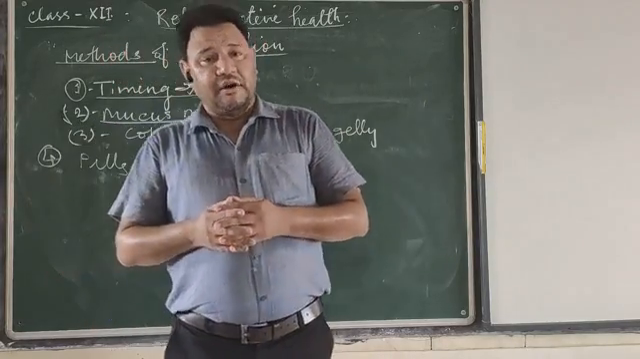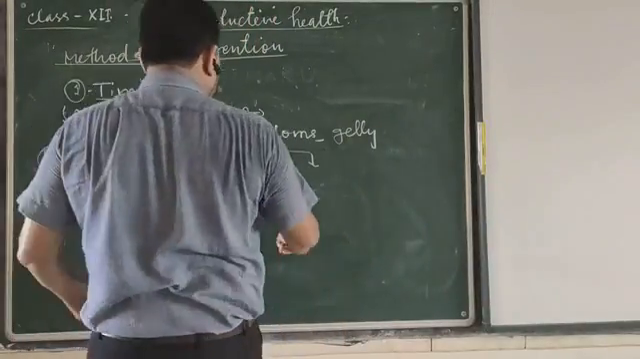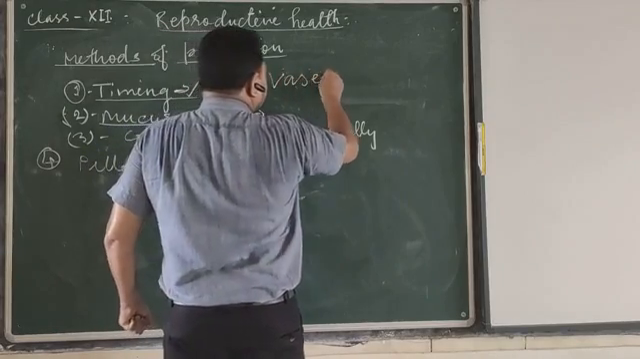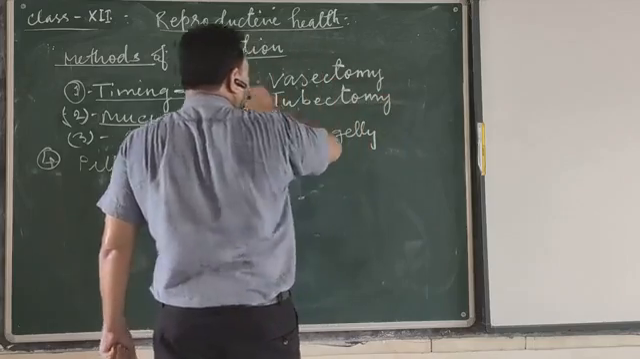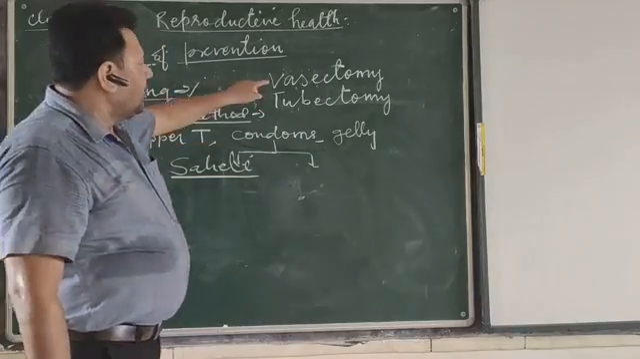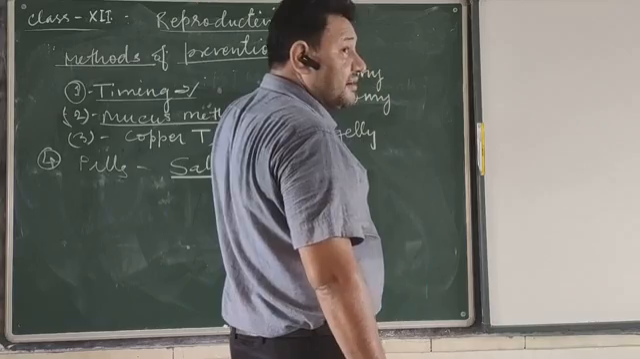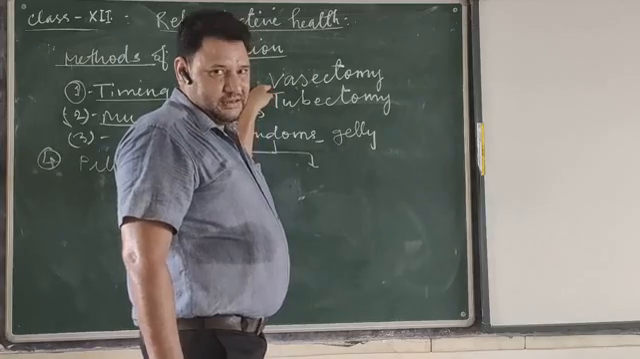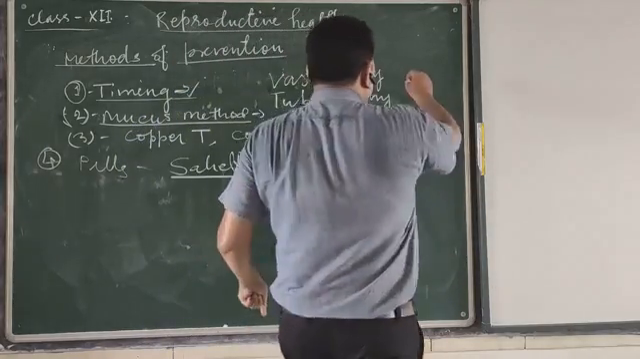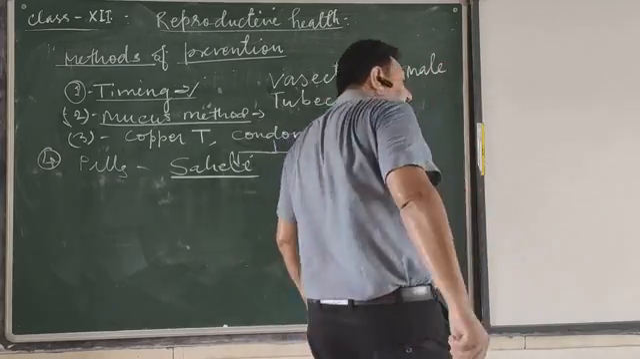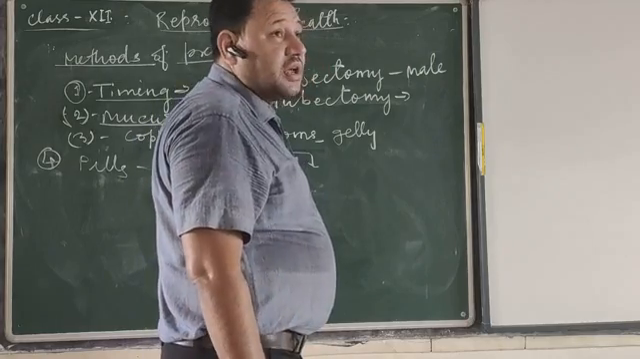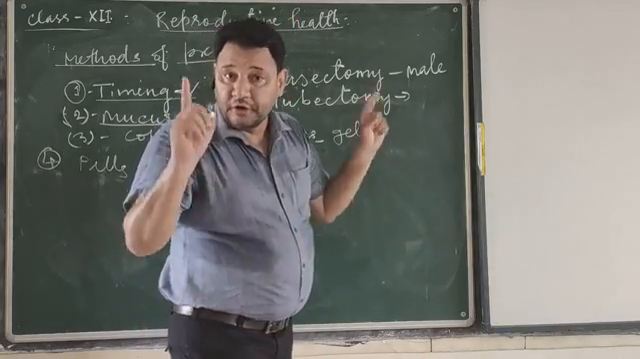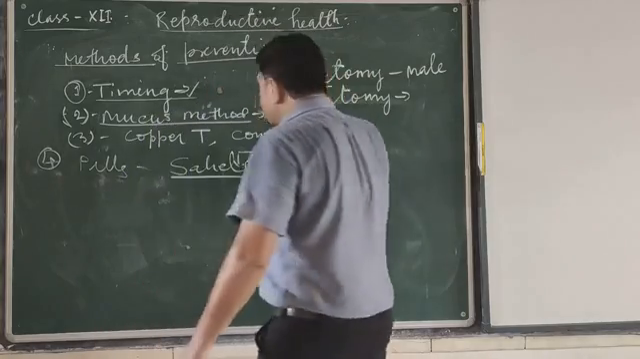After this, I would like to inform you about two processes: vasectomy and tubectomy. Vasectomy means there will be some disturbance in the vas deferens. It means the sperm duct. So it is for males. Remember, many people get confused when this is asked. Sometimes I have seen while checking copies, people writing that in vasectomy there will be a cut in the fallopian tube. No, not at all. Always remember, vasectomy means vas deferens.